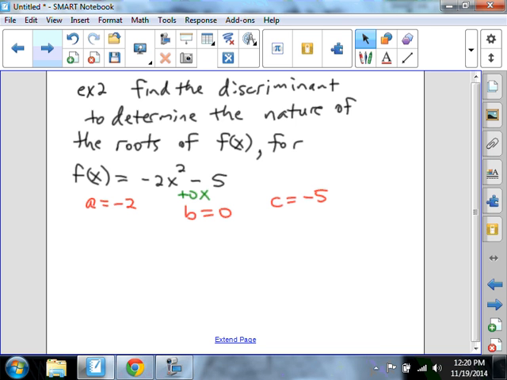Okay. So the discriminant, if you remember, the formula was b squared minus 4ac. So that's going to be 0 squared. Now, at this point, will we say no solution? No, we're not solving anything. We're calculating the discriminant, and we haven't done it yet. What are we going to get? Minus 4 times negative 2 times negative 5. Holy moly. What's up with all the negatives? What's 0 squared going to be?